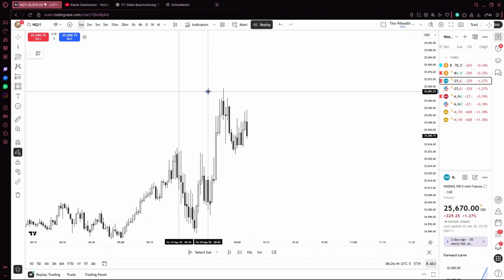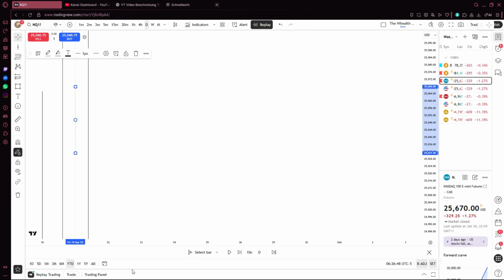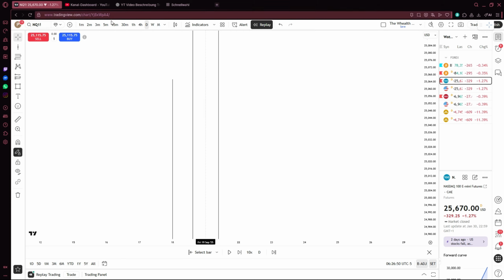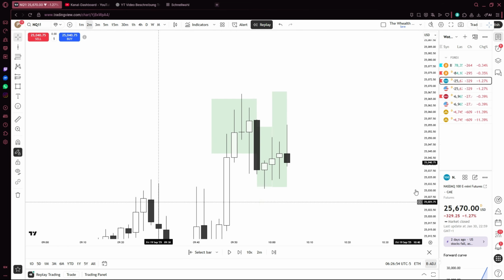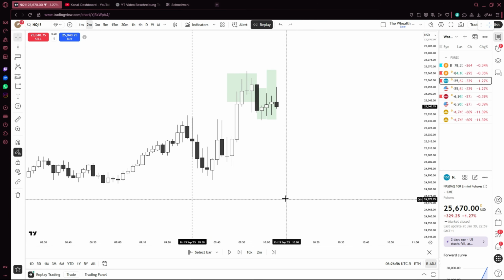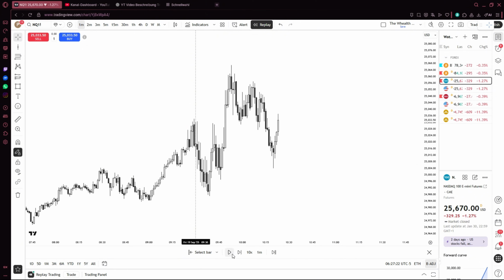As you can see, we have another accumulation, manipulation, distribution here, but this time the close of the distribution, wait, let me check it again, let me get back. The close from the fair value gap on the 1 minute is just horrid, and that's why I did not take this.